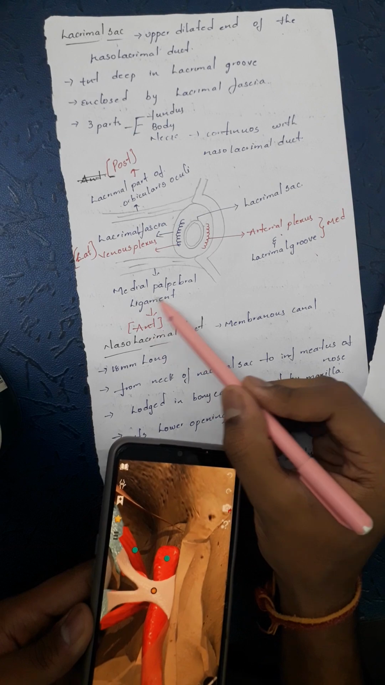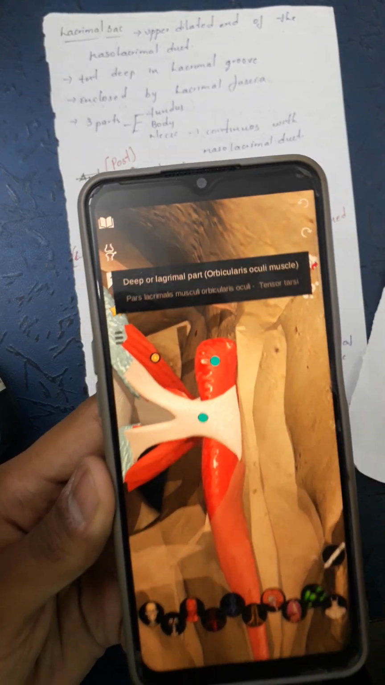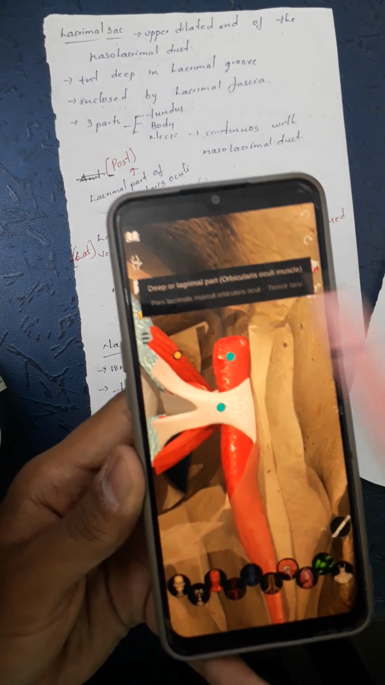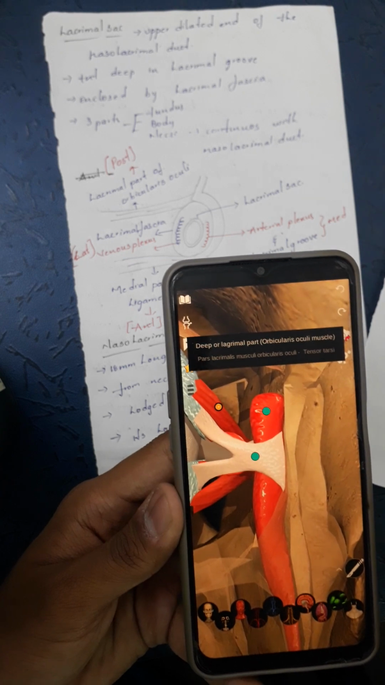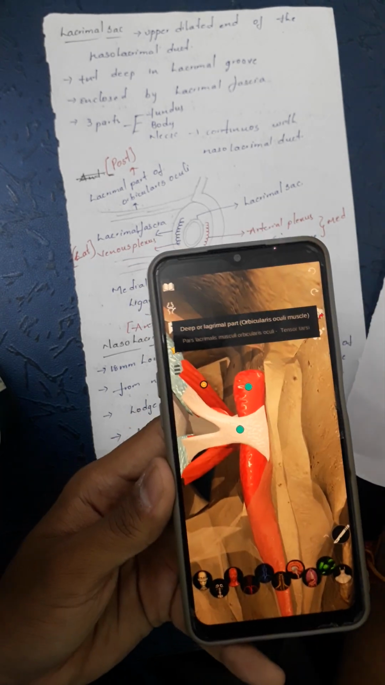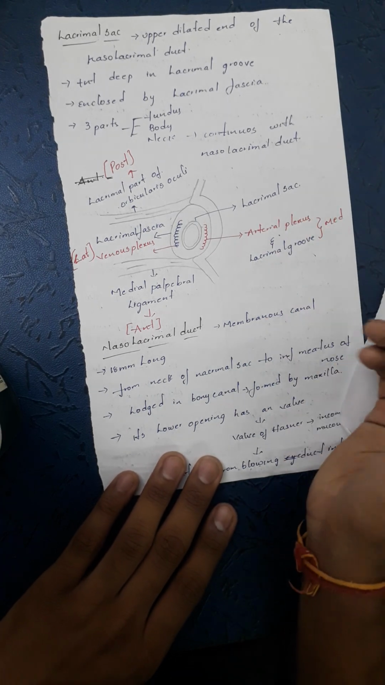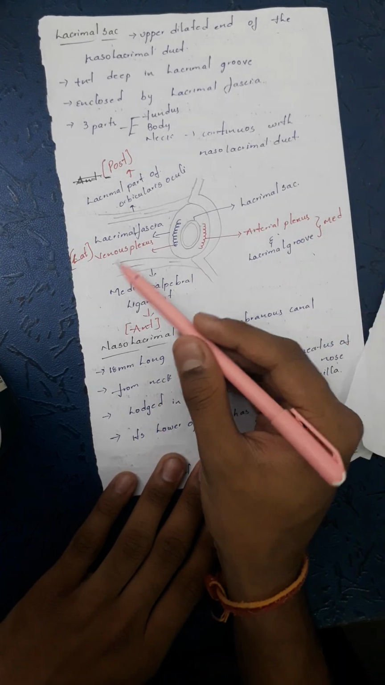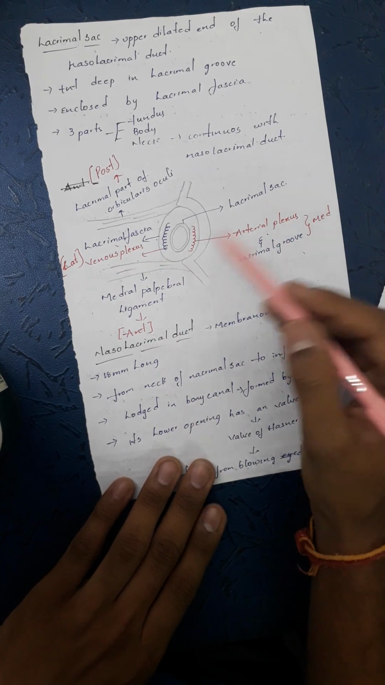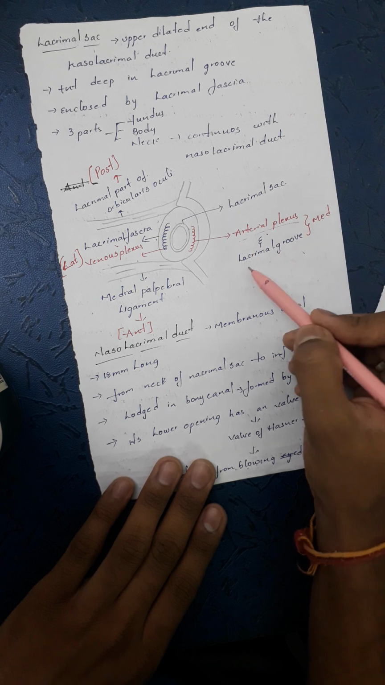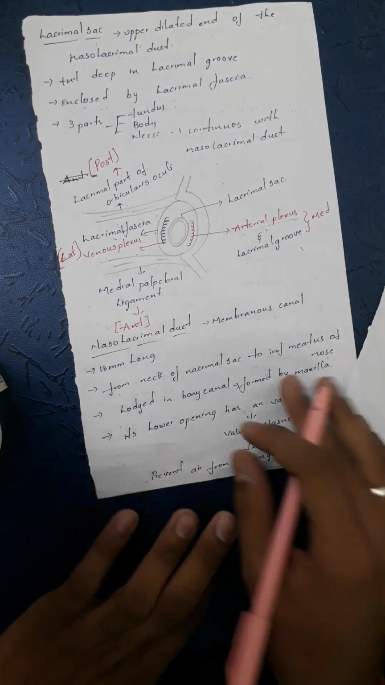Anteriorly, medial palpebral ligament. And posteriorly, backwards, you can see the lacrimal part of the orbicularis oculi. That's a posterior relation. And lateral relations, we can see lacrimal fascia and venous plexus. And medially we can see arterial plexus and the lacrimal groove, in which this lacrimal sac and nasolacrimal duct are present.